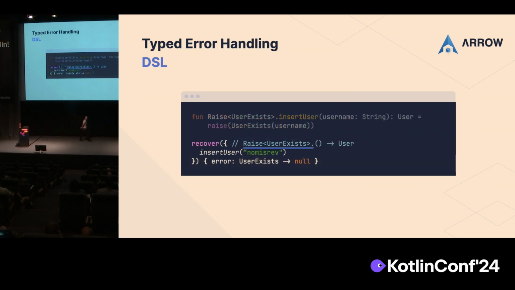So this is an example of how we can insert our user and recover from our user exists error, right? So our recover DSL builder brings into scope the Raise as long as we handle the potential error. And here we return a default value of null, so we've effectively implemented insert user or null.